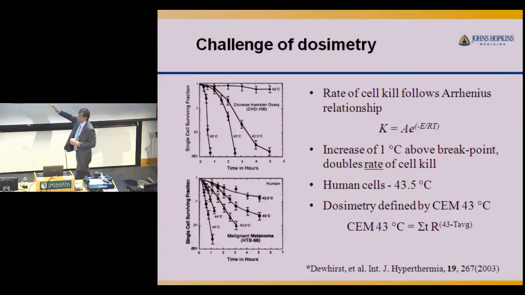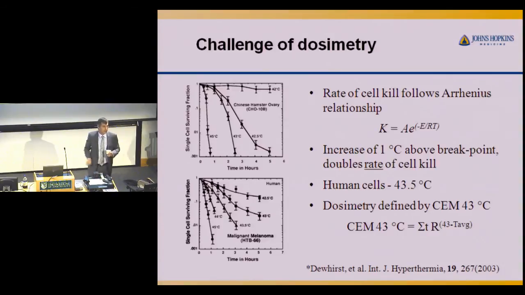At 42.5 degrees C, the survival curve starts to drop down. At 43, it really drops down even more, and 44, and so on. For every 1 degree rise above this breakpoint temperature, we find that we double the rate of cell kill. Okay, so that has led to a formula. This is an Arrhenius relationship. That has led to this formula that one can find in the literature, that is, cumulative equivalent minutes.